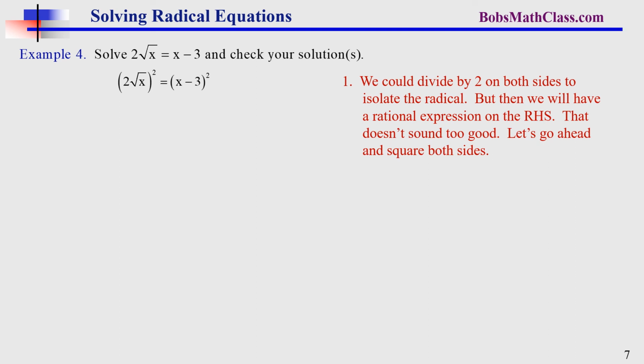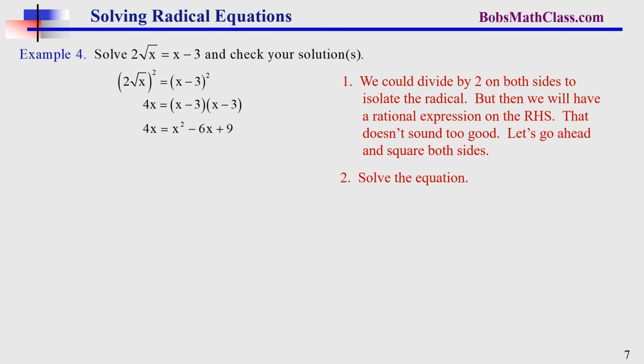Okay, now when you square both sides, the square will cancel out the square root. But the 2 in front has to get squared first. So you square the 2 in front. What is 2 squared? Right, that's 4. And then the square will cancel out the square root. So it's going to be 4 times x. And on the right-hand side, we have to write it out twice, and we're going to FOIL just like we did in the last problem. Okay, so on the right side, it's x squared minus 6x plus 9.